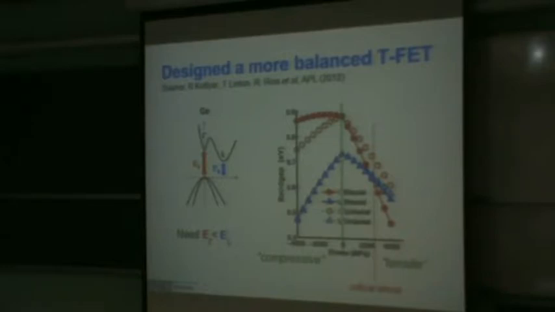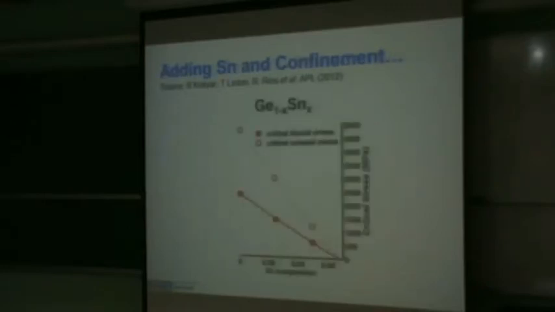The other thing we decided to do was investigate some alloys, and one alloy that really helped was to add tin. Here's our result from what I was just showing you. With zero tin content, we needed about 2,500 megapascals to get the indirect to direct transition. Well, if we added 8% tin, we don't have to add any stress. So this is what we ended up doing.